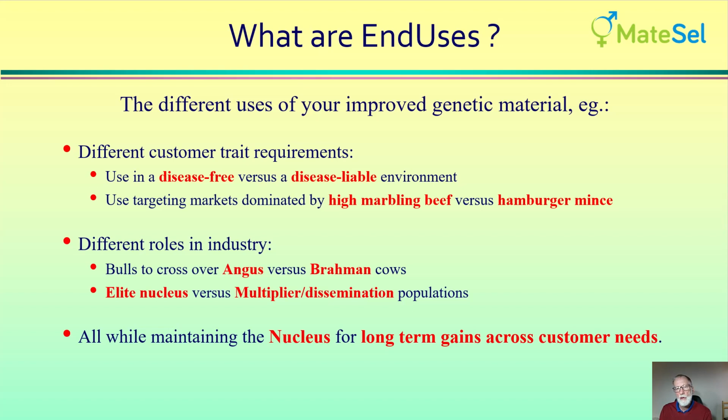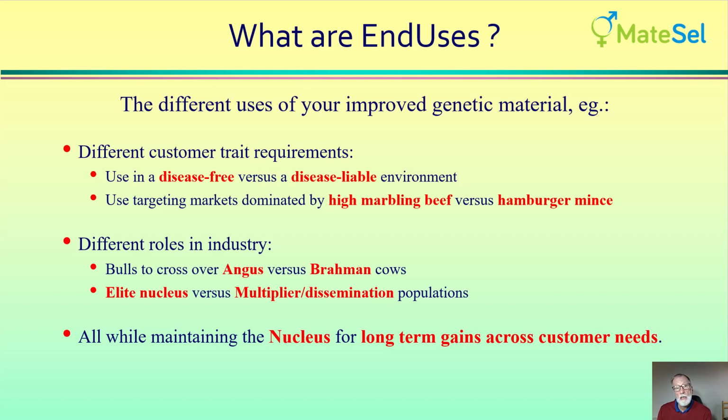So for example, if you have good genetic variation for resistance to a disease, then you don't want to be sending highly resistant individuals off to disease-free environments. Your customers in disease-free environments have got other trait requirements, and you want to target these for that particular end use, the disease-free end use. Whereas for customers in a disease-liable environment, you want to concentrate your disease resistance for them, as well as other trait components they've got in their objective.